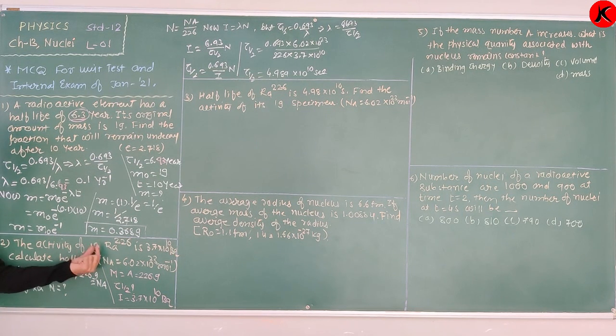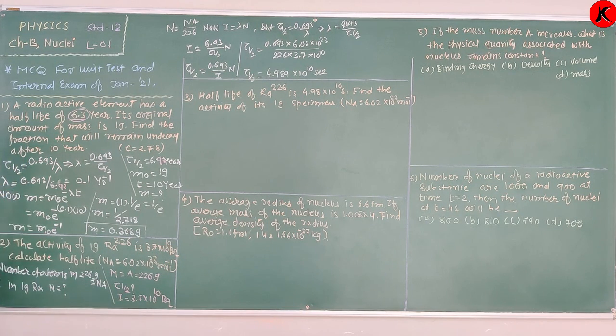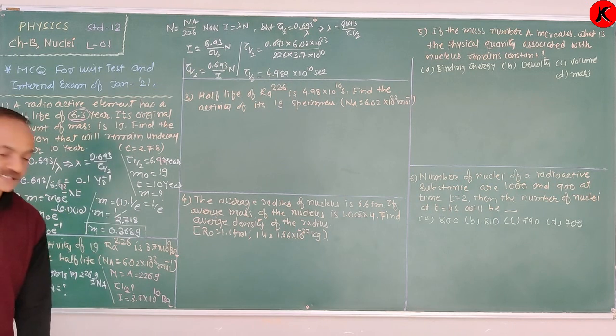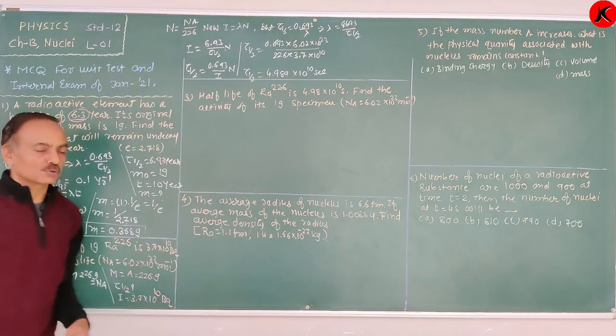Again, the activity of 1 gram radium-226 is 3.7 into 10 to the 10 becquerel. Activity I is given. Calculate the half-life. We require the half-life tau half. Mass of 1 mole of radium is given as the atomic mass number, 226 gram. We have to find out the activity of 1 gram. That means we have to find out the number of atoms in 1 gram radium. Number of atoms in 226 gram radium is equal to Avogadro number. Therefore, in 1 gram radium, number of atoms is equal to how much? N is equal to Na upon 226.